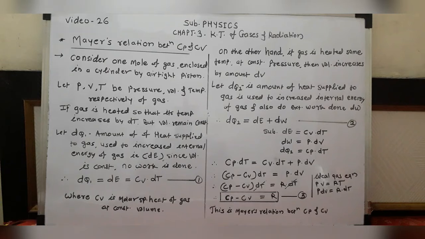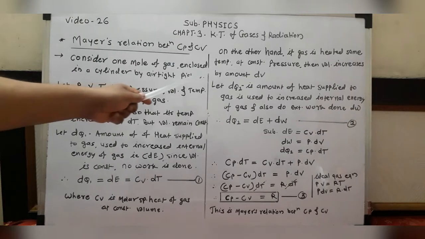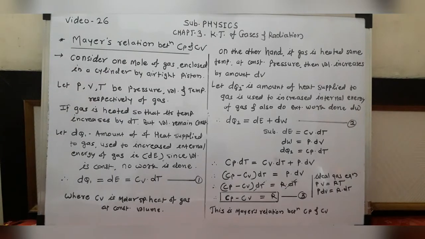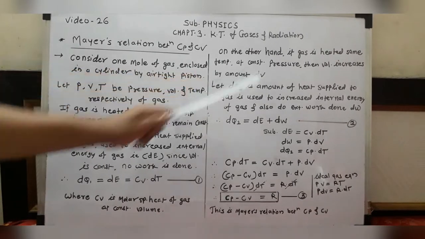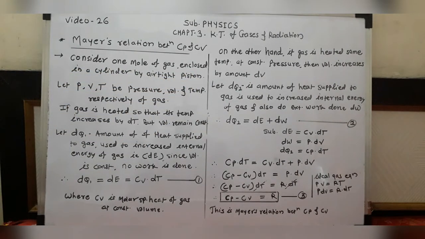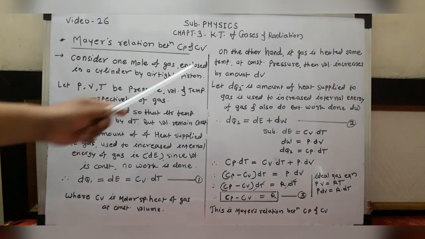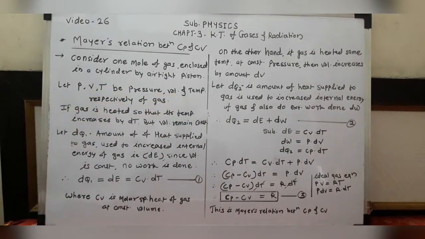On the other hand, suppose this gas is heated at the same temperature, but this time, instead of volume, the pressure should be constant. We have to take constant pressure here. Then its volume increases, and this amount is nothing but dV.